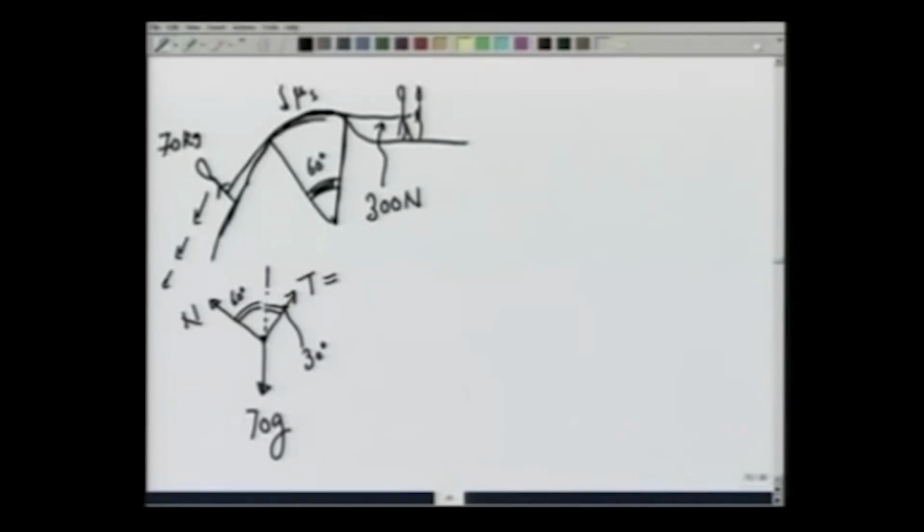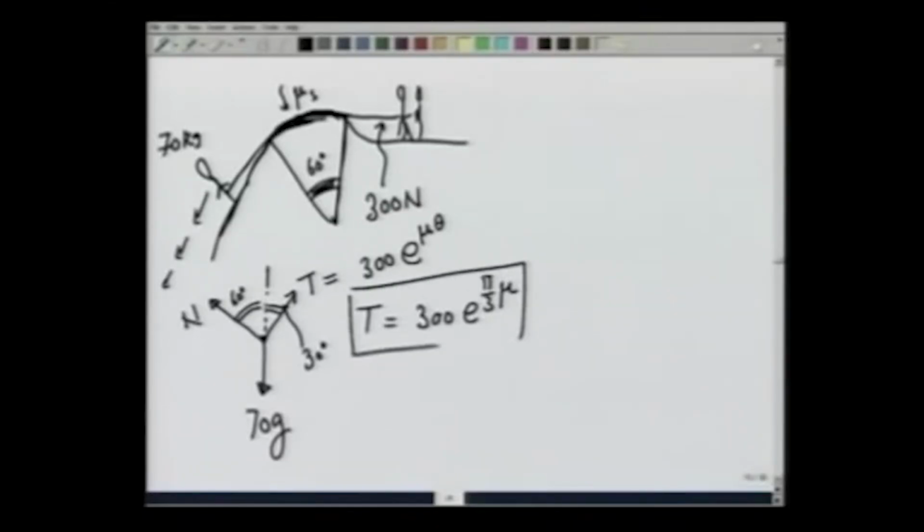This T is going to be equal to 300 times e raised to mu theta, where theta is pi by 3. So the tension T on the rope on the left side of this mountain top is 300 e raised to pi by 3 mu. And now under this tension and the normal reaction and his own weight, the mountaineer is in equilibrium.